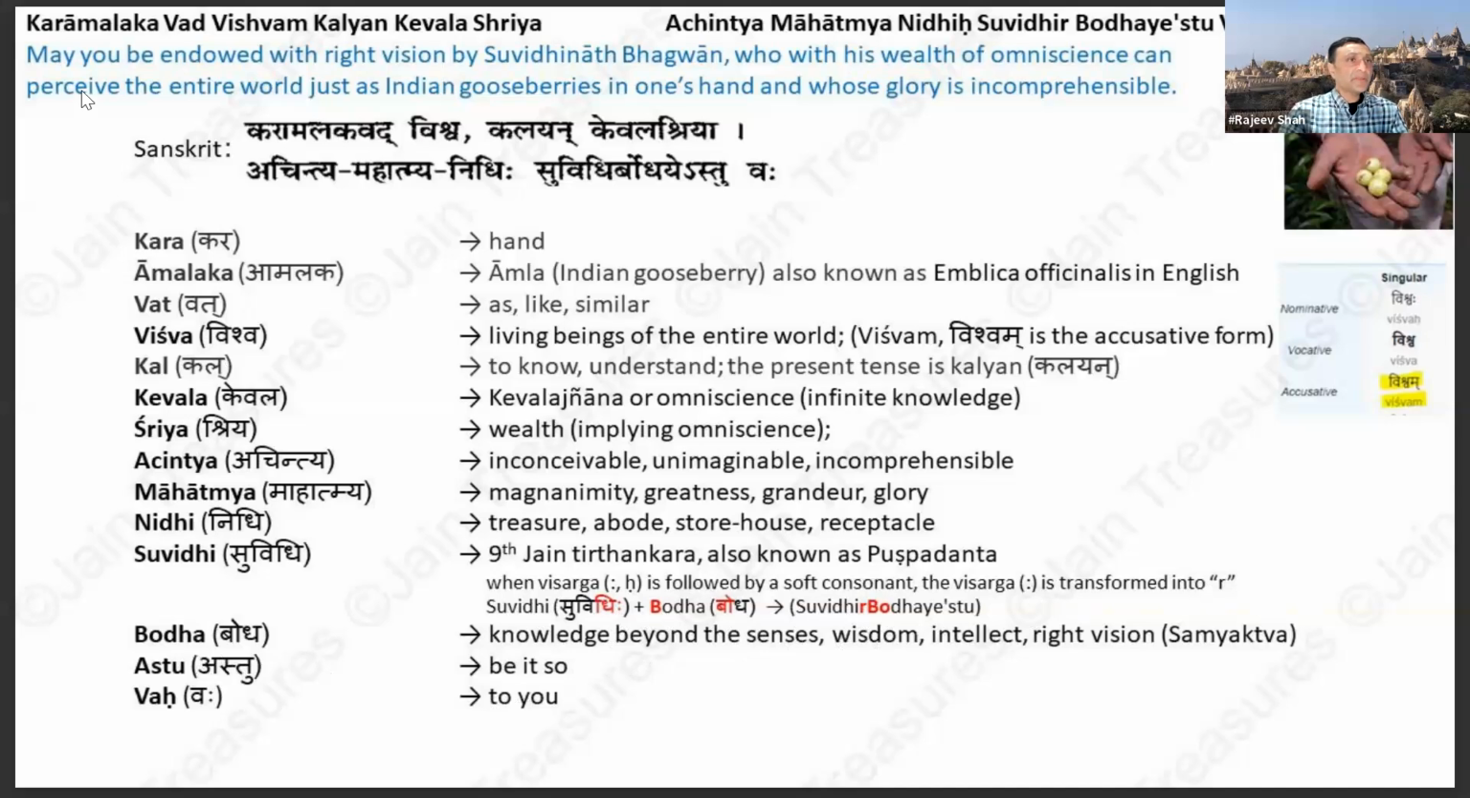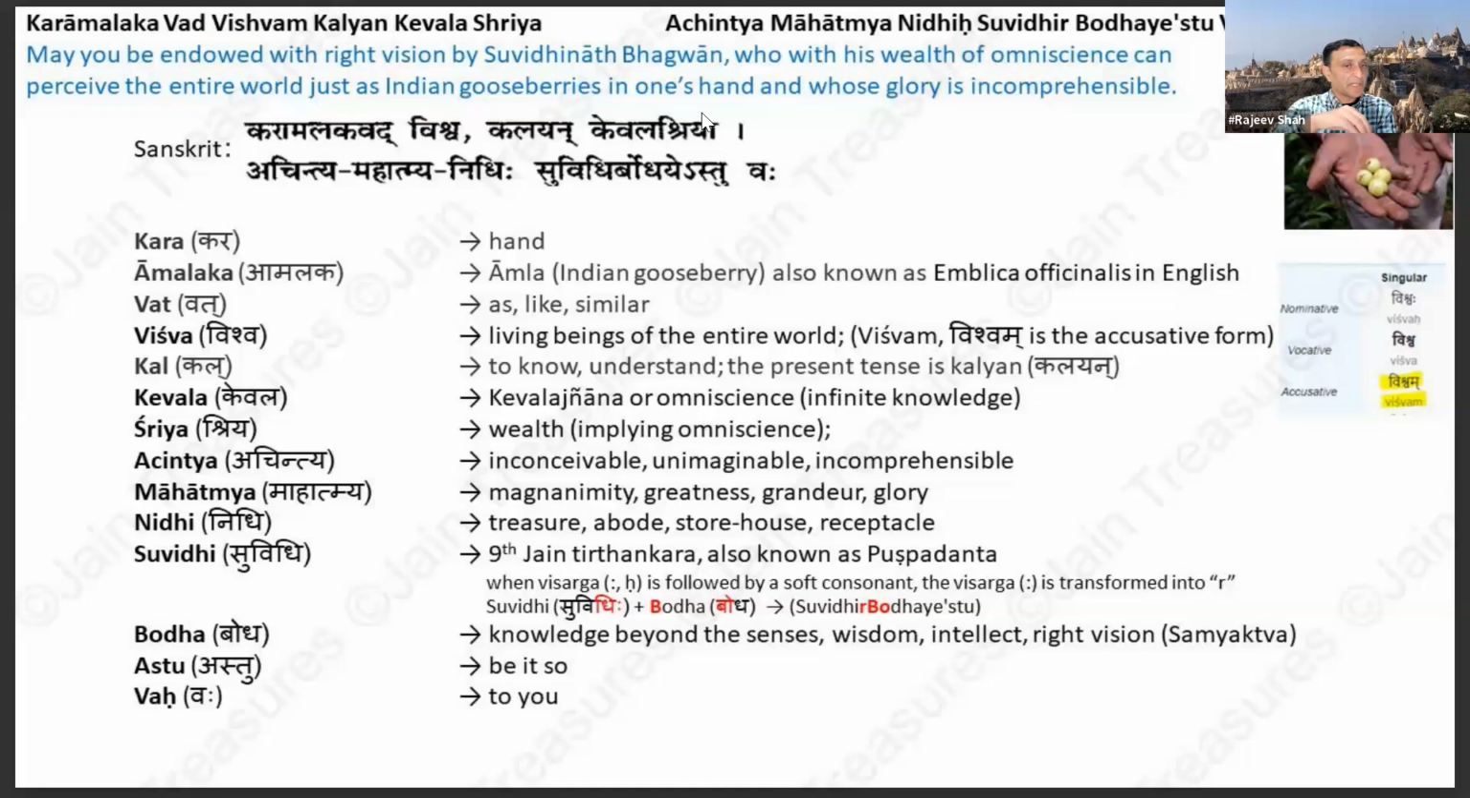So what does this mean? May you end up with right vision, or you can say, in other words, may you be blessed by Suvidhinath Bhagwan with right vision, who with his wealth of omniscience. So this is the quality of Suvidhinath Bhagwan. Okay, they have got omniscience, Keval Gnan. And now they're describing, how can you describe Keval Gnan? Who with his wealth of omniscience can perceive the entire world just as Indian gooseberries on your hand.